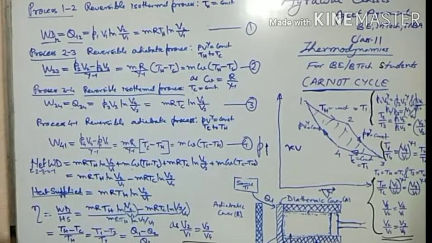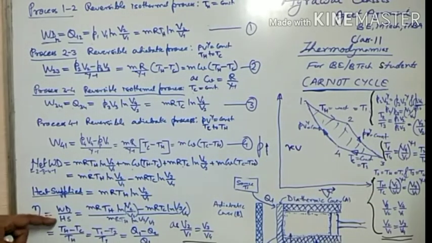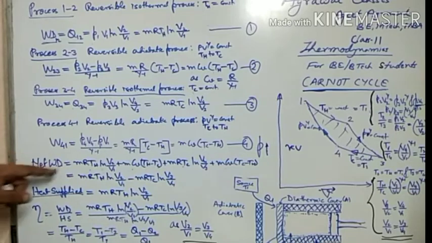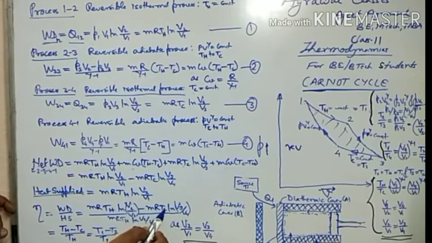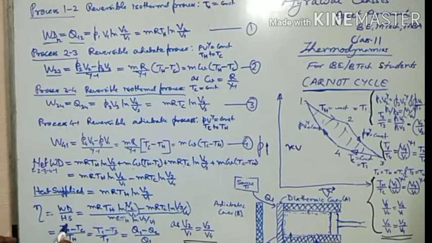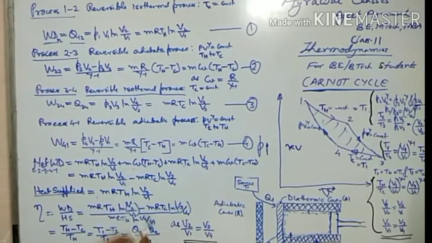Now to find the efficiency of this cycle, the formula is work done upon heat supplied. So the net work done we calculated as mRTH log of V2 upon V1 minus mRTC log of V3 upon V4, divided by the heat supplied, this one, mRTH log of V2 upon V1.